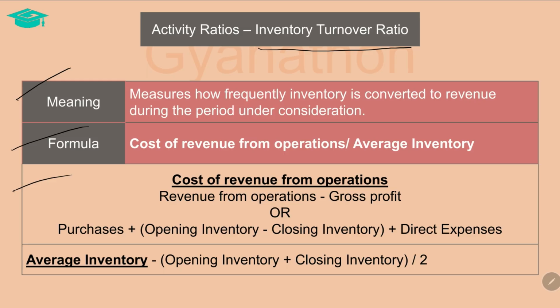Here, cost of revenue from operations means revenue from operations minus gross profit. Alternatively, the cost of revenue from operations can also be calculated as purchases plus opening inventory minus closing inventory plus direct expenses. The average inventory means opening inventory plus closing inventory divided by 2. This ratio measures the pace of utilization of inventory of an organization. It shows how many times inventory is replaced during a given period of time. A low ratio indicates that inventory is moving slowly, whereas a high ratio indicates that inventory is getting replaced fast.